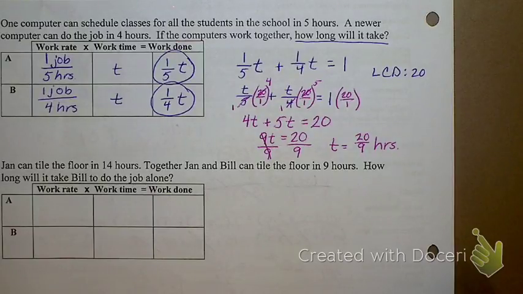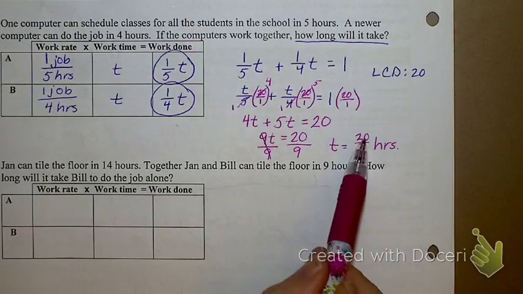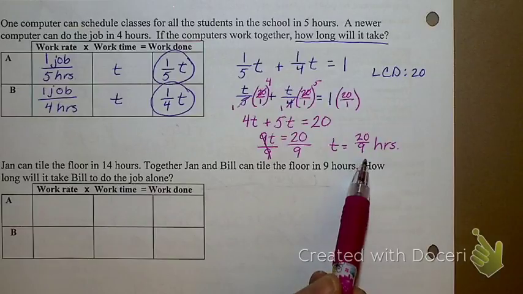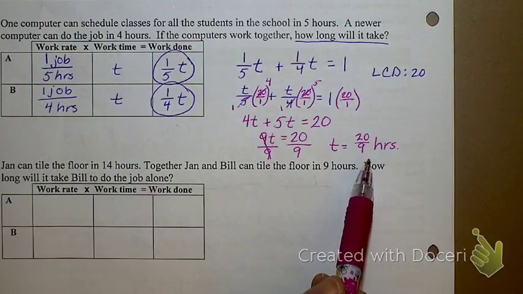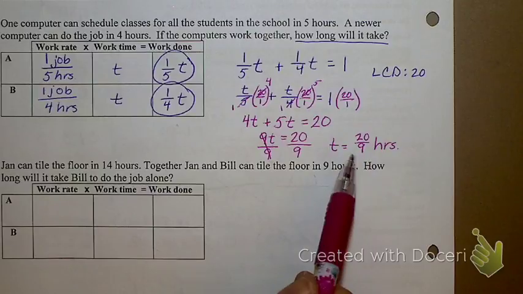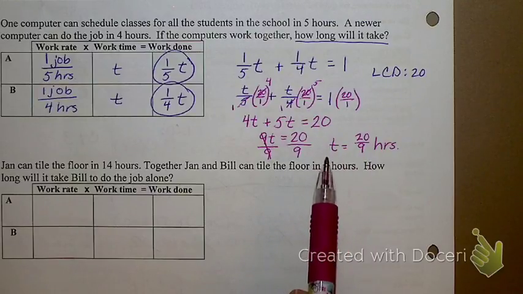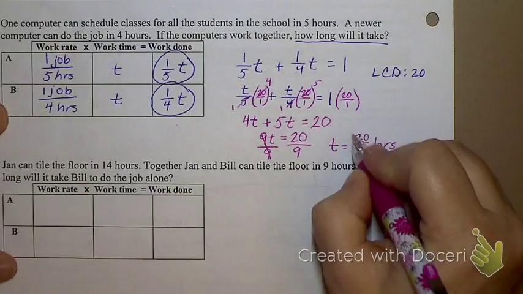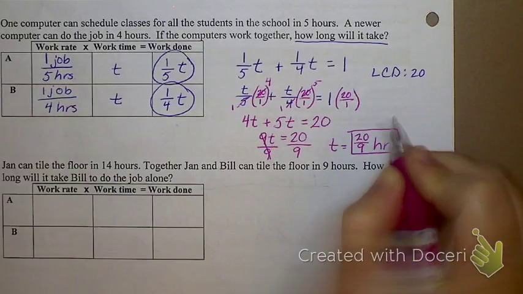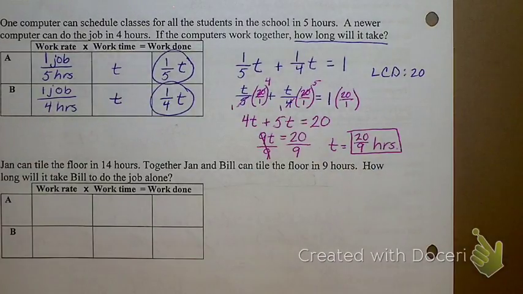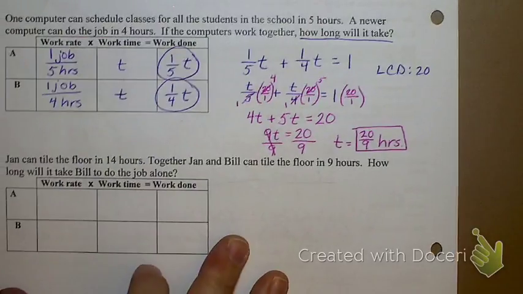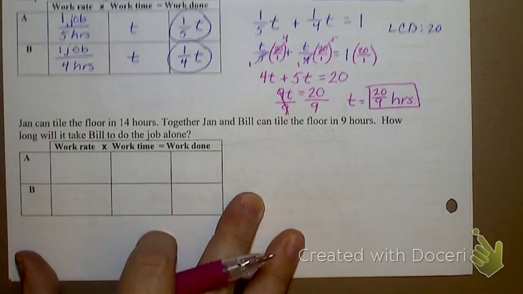A little bit more than 2 hours, right? Because wouldn't 2 hours be 18 over 9? So it's a little bit more than 2 hours. Is it 2.5 hours? It would be a little bit less than 2.5 hours, I think. Okay. Yeah. So it would take them a little bit less than 2.5 hours to do the job together, those two computers. Okay. All right, let's try one more of these.